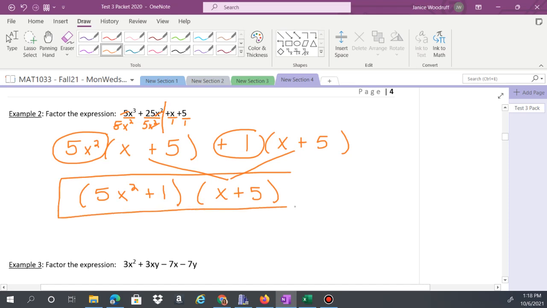And then check it. So you have 5x squared times x, 5x cubed. 5x squared times 5 would be 25x squared. 1 times x, x. 1 times 5, 5. Back to the original expression, so you know you factored correctly.